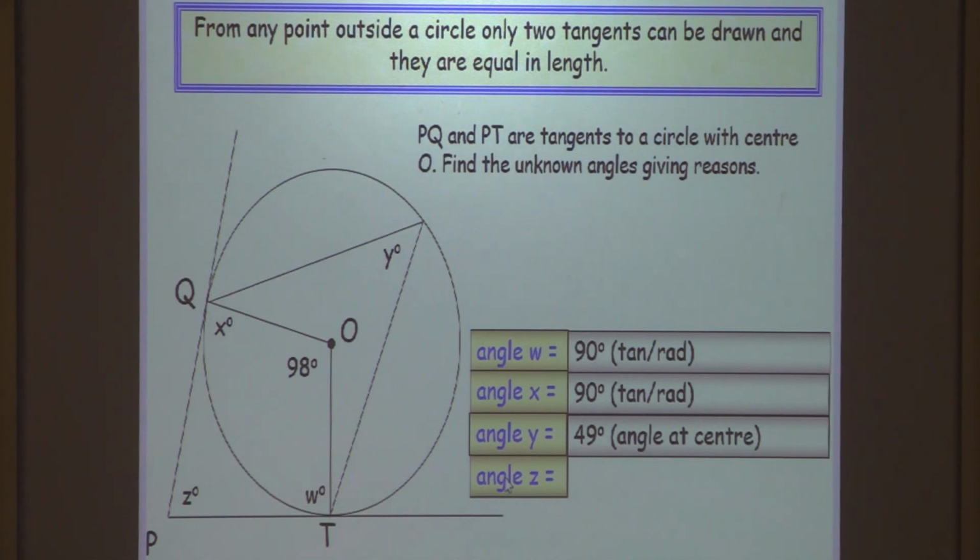Let me look for Z now. We know that from our grade 8, grade 9, if I add this angle plus this angle plus this angle plus Z, I will get 360, not 180 now. The sum of interior angles on every four-sided figure is 360. So we've got this as 90, we've got this as 90, so it's 90 plus 90 plus 98 plus Z will give me 360. Therefore Z will be equal to 82. I've used the sum of the interior angles in a quadrilateral. We've used that, the sum of interior angles in a quadrilateral.